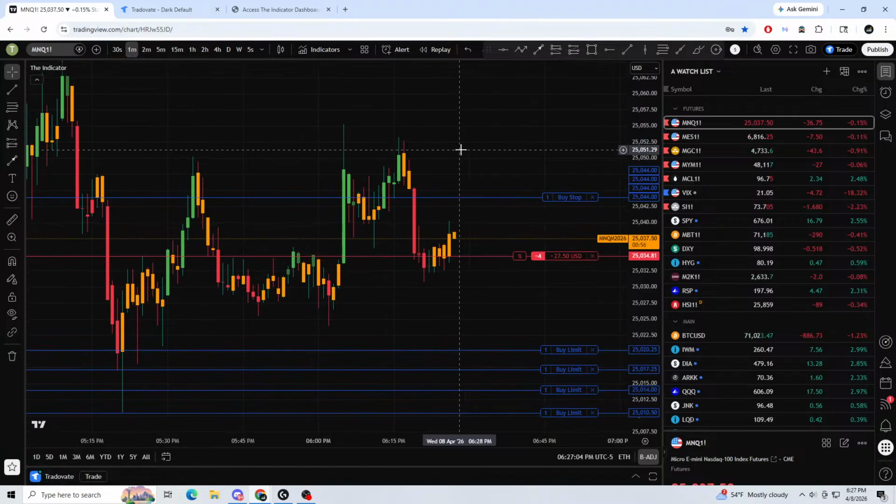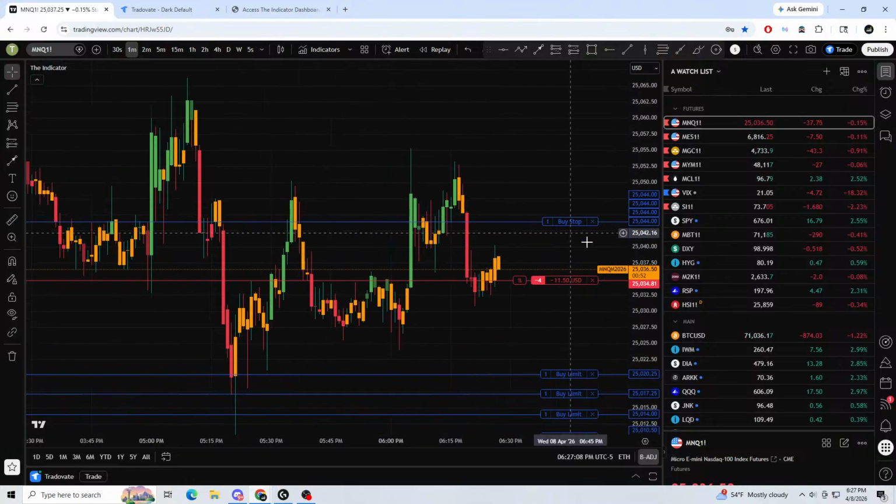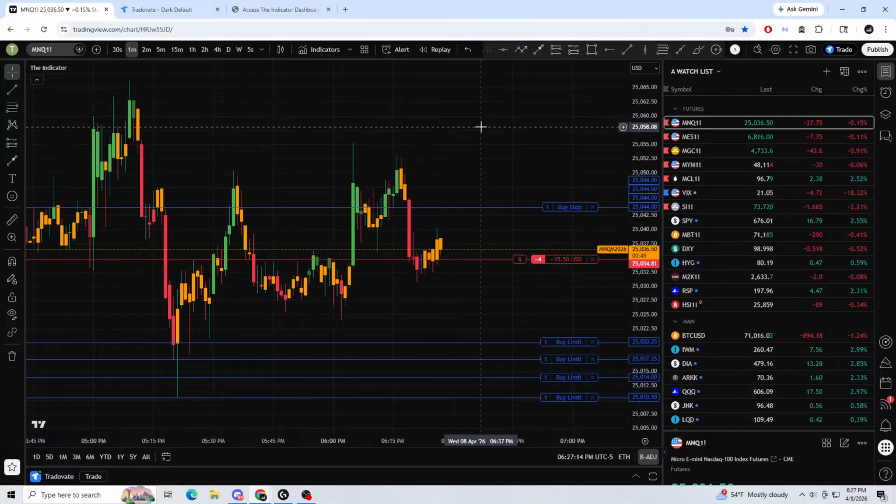Unfortunately, the market is not moving tonight, so we might have to just take our little loss and then come back tomorrow morning. Now, we're not doing anything wrong here. There is no momentum. We're just chopping around.